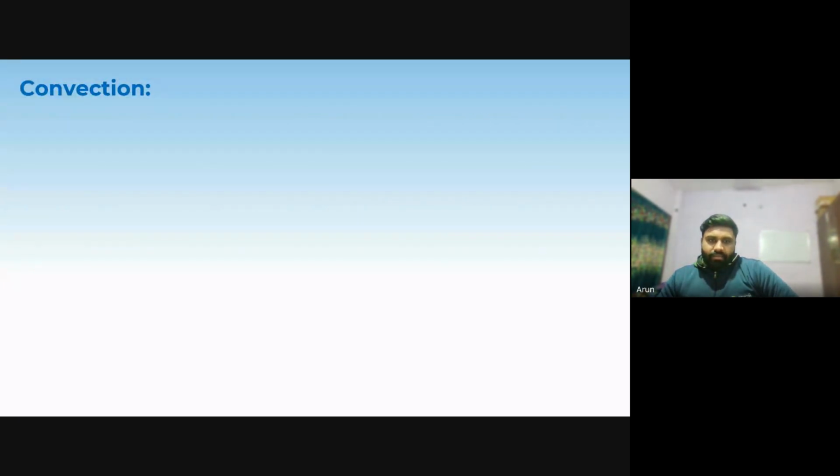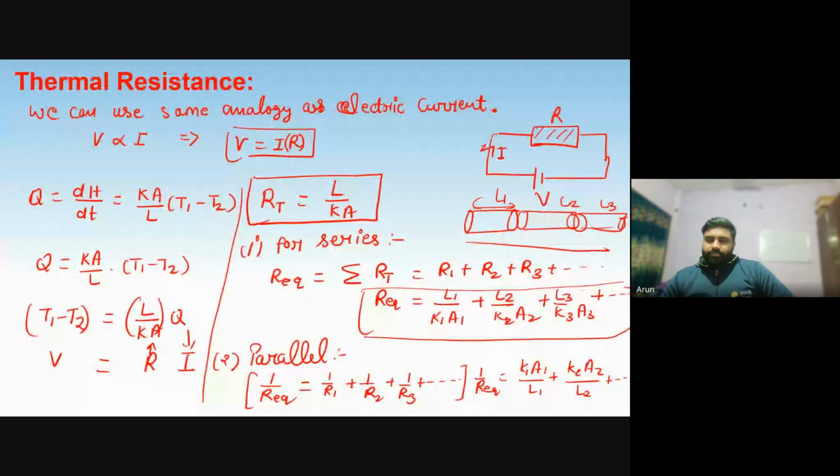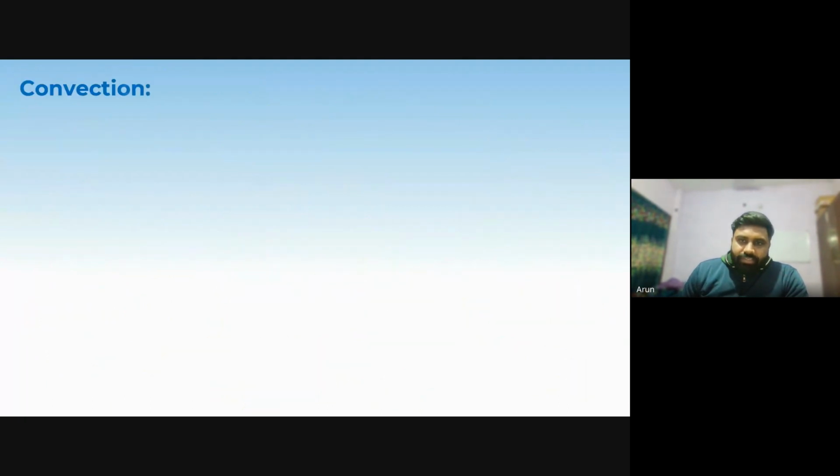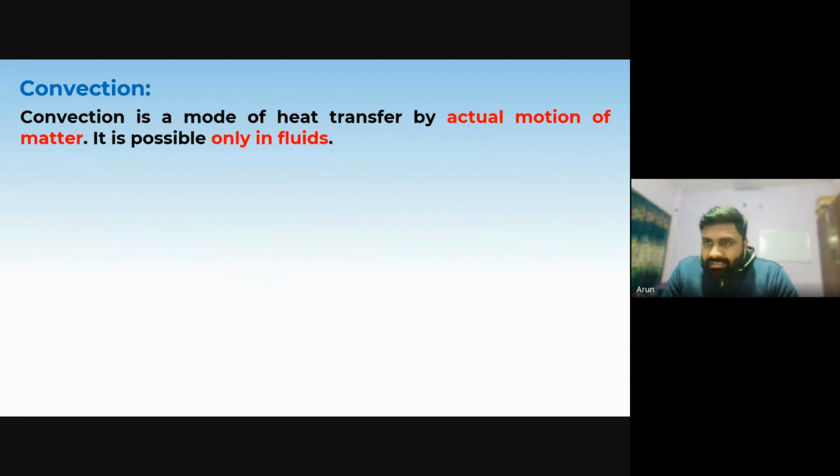Now, convection. So this is what we have in conduction. The conduction part is over. Now we will specifically talk about convection. So what is convection? Convection is another mode of heat transfer in which any substance which is getting hotter shifts itself to transfer the heat. Focus on my words. Any substance, any mass has to shift to transfer the heat.